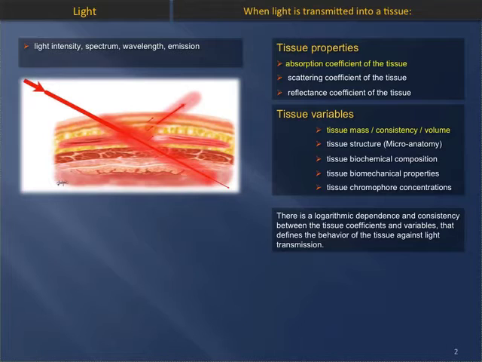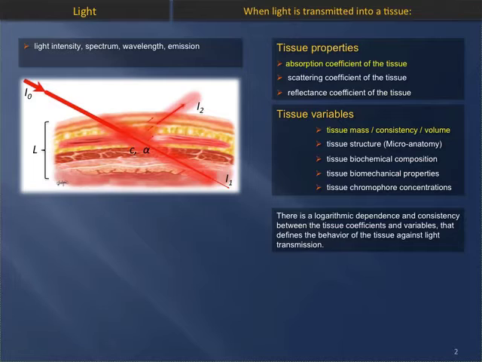When light transmits to living tissue, a part of it is absorbed by the chromophores inside the tissue, a part is reflected, and a part is transmitted through the tissue. There is a logarithmic dependence between tissue variables like tissue mass, structure, biochemical composition and properties, and chromophore concentration, and the absorption, reflection, and scattering coefficients. This consistency defines the behavior of each living tissue against light transmission.